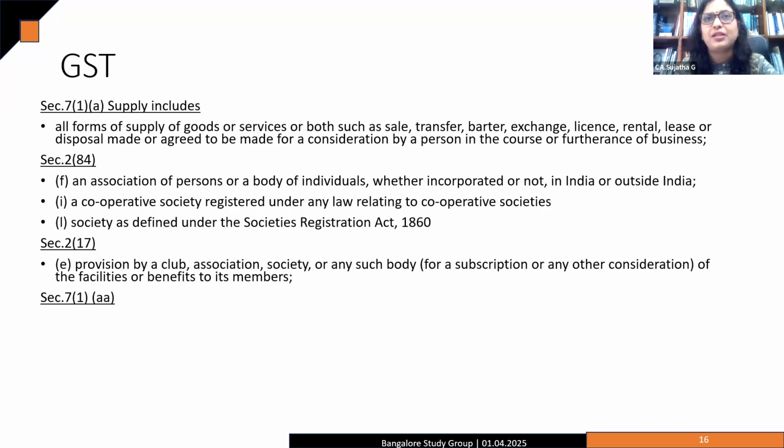So for the simple understanding of the law as a law abiding citizen, if you take the example of a club, by going through all the definitions, it was very much covered. The club or association was very much covered within the definition of business, person, supply, and consideration was present. So very much it was taxable.